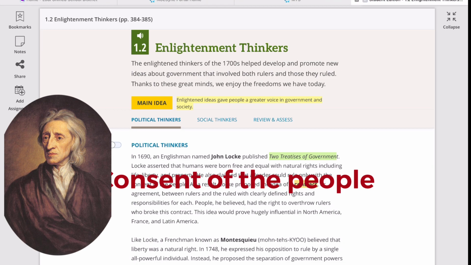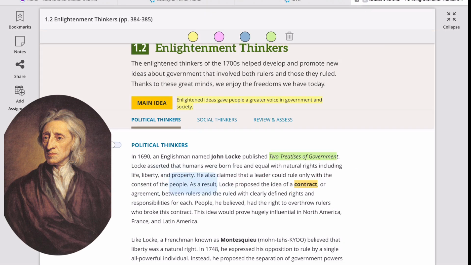In other words, the power of the government is only given to it by the people it governs. So Locke proposed the idea of a contract, or an agreement, between rulers and ruled with clearly defined rights and responsibilities for each. People, he believed, had the right to overthrow rulers who broke this contract. The idea would prove hugely influential in North America, France, and Latin America.